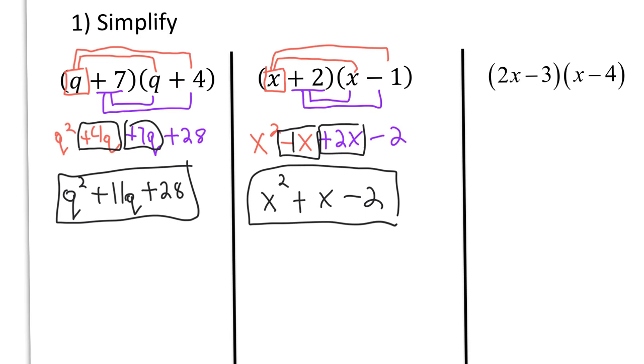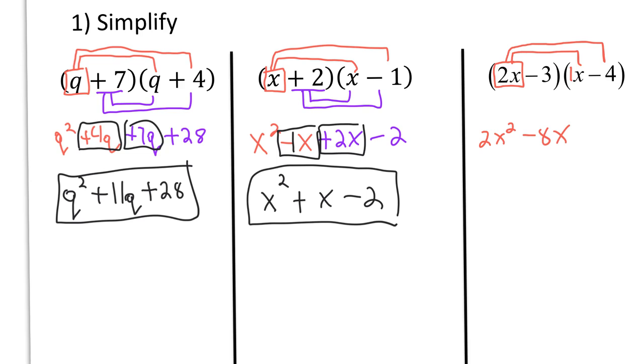Now, let's try another one. You have 2x minus 3 times x minus 4. Same idea, same concept. You use the distributive property. So you will combine this first term, 2x times the x. Remember, the x has an invisible 1 there, so you multiply the numbers. That's going to be 2x squared. Then you multiply the 2x times the next term. Now notice we have a negative. So 2x times a negative 4. That's going to be a negative 8x.